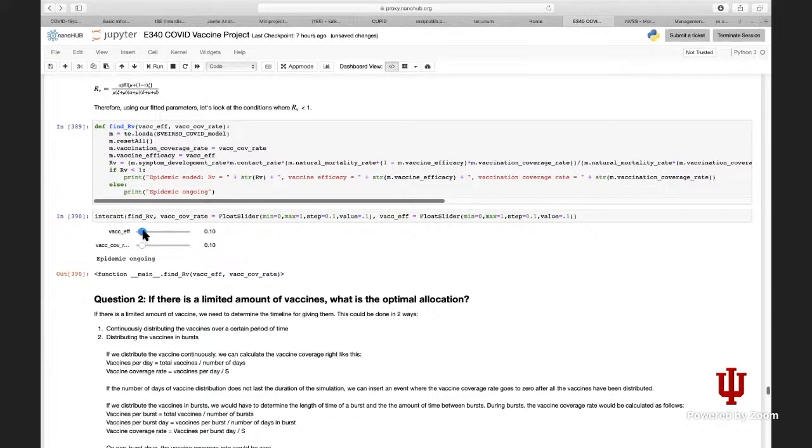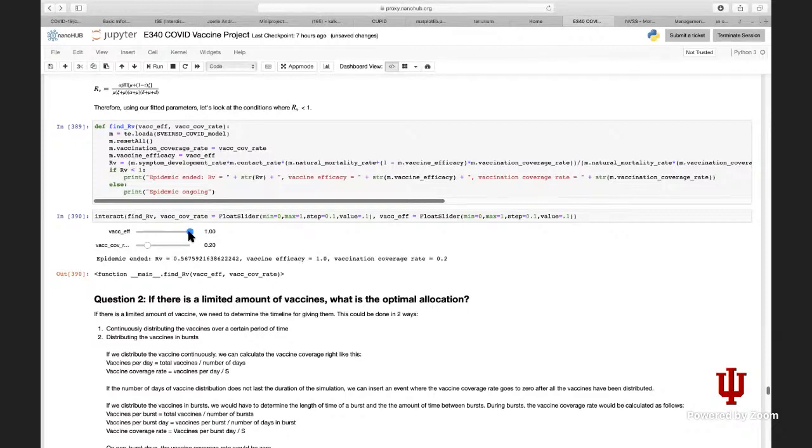So if we increase the efficacy, not really seeing much happen. And if I increase the coverage rate, not much is going to happen either. And even if I go up to the point of 8.9% vaccine efficacy, we still see that the epidemic is ongoing. And again, I don't really consider intermediate values. So like 0.95, we didn't look at that. That could be probably something worth looking into.